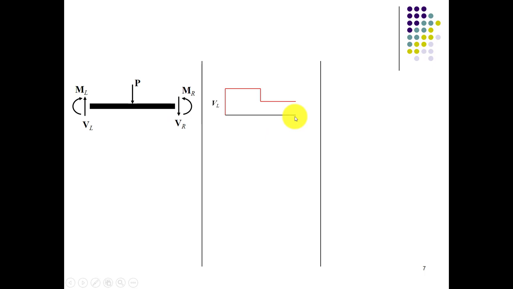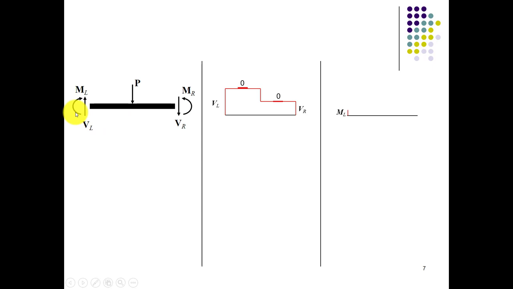In case of the moment diagram, you have a clockwise moment acting upon it. If you take the clockwise moment as positive, this moment is in the clockwise direction and this is in the anticlockwise direction. If you take the sign convention of clockwise positive, then you have to take the clockwise moment positive throughout. So you have ML acting, which is clockwise, and you consider the clockwise moment positive.